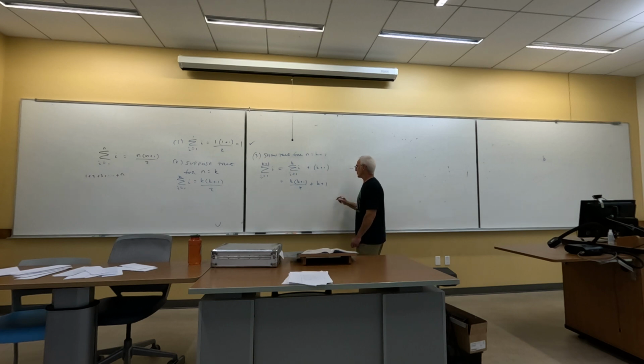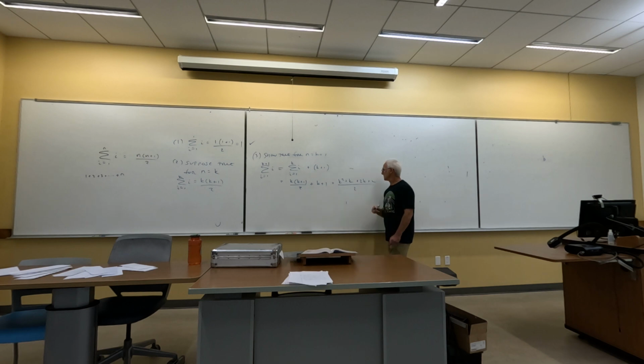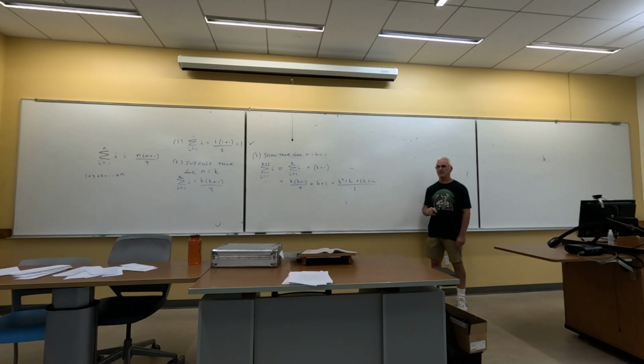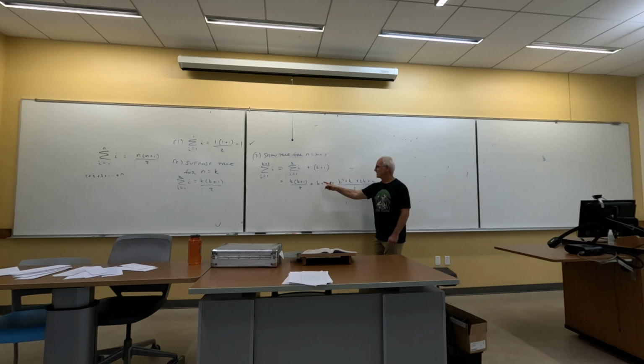Well, what if I factor out? I can distribute, but that's a lot of extra work. I guess I could put everything over a common denominator, right? That'd be k squared plus k plus 2k plus 2. Is everybody okay with that? Is that what I would get if I put everything over a common denominator? Multiply top and bottom by 2, I distributed. Okay, well, let's keep going.